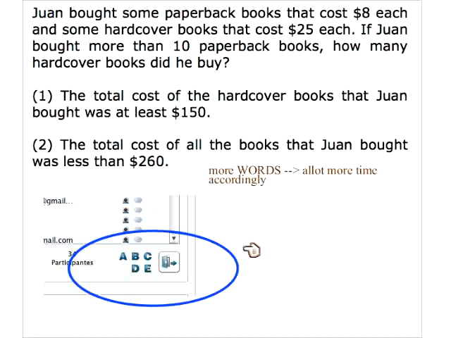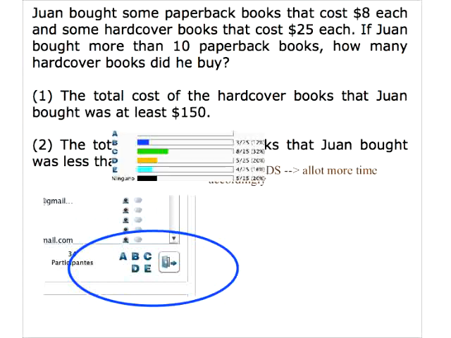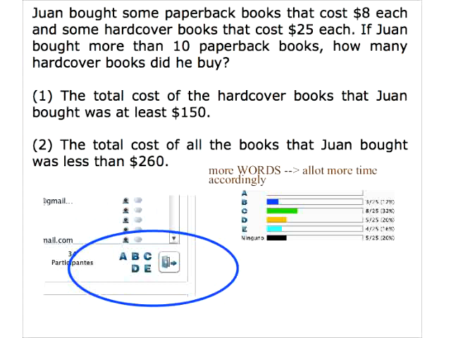So, let's take a look. Kind of all over the place with the class statistics. Not really a clear consensus happening here. Let's take a look.